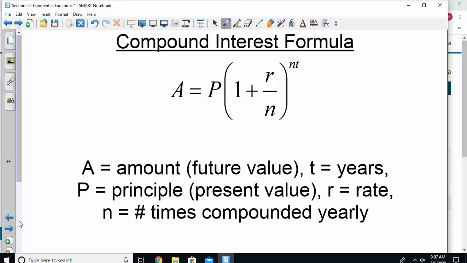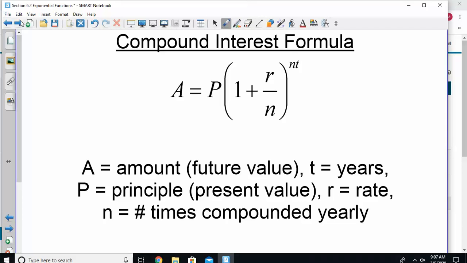In this case, A represents your ending amount, or sometimes that's called your future value. P is your principal, that's your beginning amount, or what you have right now, your present value. R is the interest rate, which has to be in decimal form. N is the number of times you are compounding in a year. And T is the number of years for our investment.